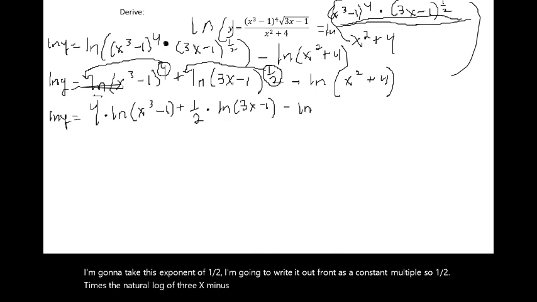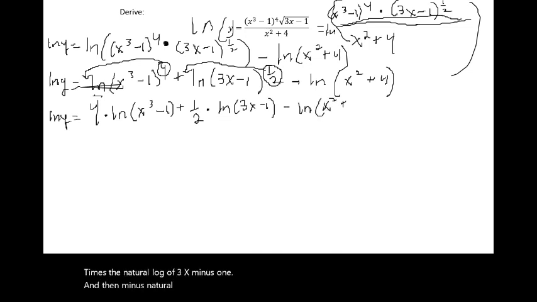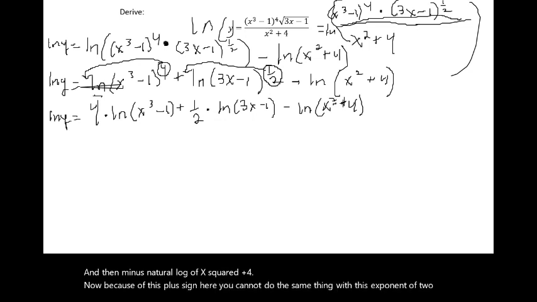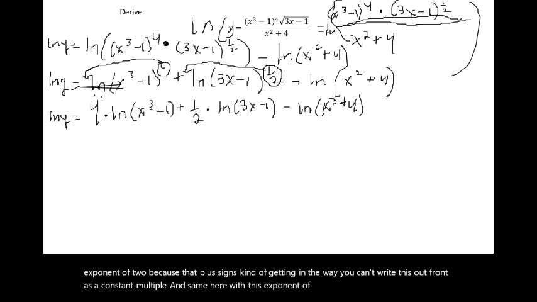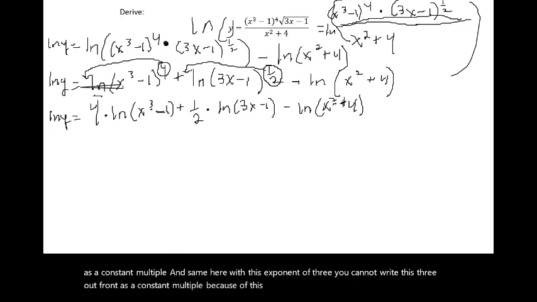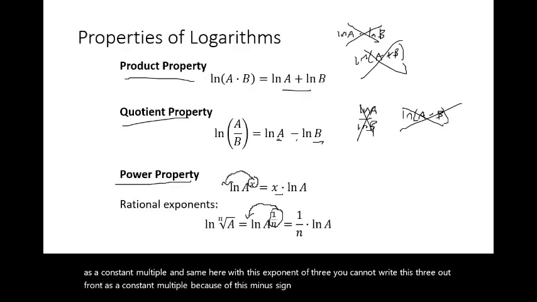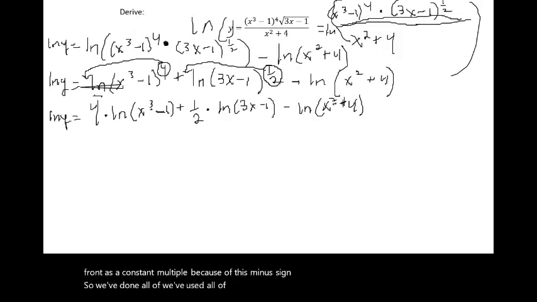And then minus natural log of x squared plus 4. Now, because of this plus sign here, you cannot do the same thing with this exponent of 2. Because that plus sign is getting in the way, you can't write this out front as a constant multiple. And same here with this exponent of 3. You cannot write this 3 out front as a constant multiple because of this minus sign. So we've used all of the properties of logs that we possibly can, so this is about as broken down as it's going to get.